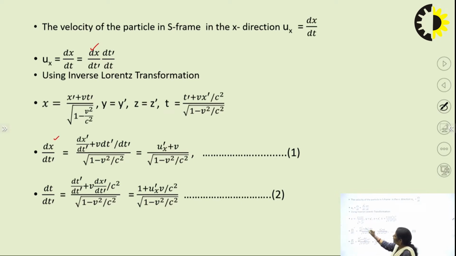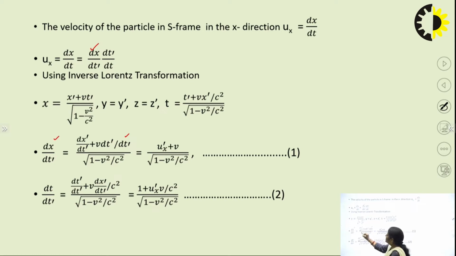So when we are doing the differentiation, in the first term we have dx dash by dt dash plus v, and then dt dash by dt, this term. And then 1 minus v square by c square square root has to be as it is. Because why? Because v is constant. V is the velocity with which the S dash frame is moving, so that velocity has to be constant. It cannot have a time derivative. So that is why this factor 1 minus v square by c square square root is as it is.